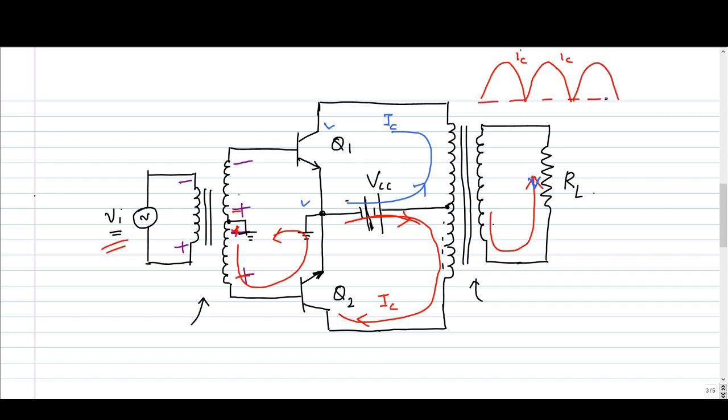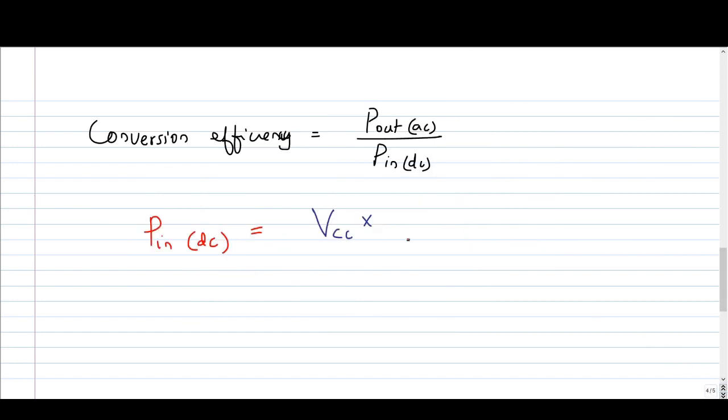Okay. So what is the average value of a fully rectified sine wave? It is 2 by pi times its peak value. So suppose ICP is the peak collector current. So average value of this waveform will be 2 by pi times ICP. Okay. So average DC current delivered by this VCC is 2 by pi times ICP, where ICP is the peak value of collector current.